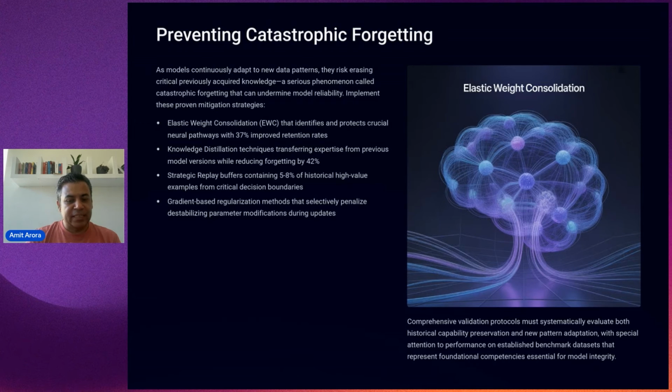So one is elastic weight consolidation. This will help to preserve important weights. The other one is knowledge distillation, so we want to make sure that we transfer the wisdom from old to new models. And the third one is replay buffers for historical data, right? So we use replay buffers for historical data and gradient regularization to avoid harmful updates.